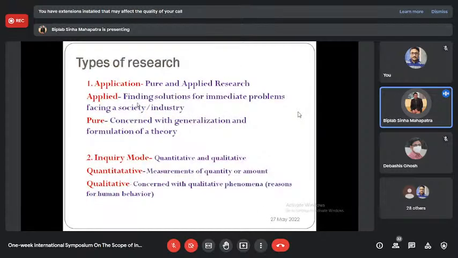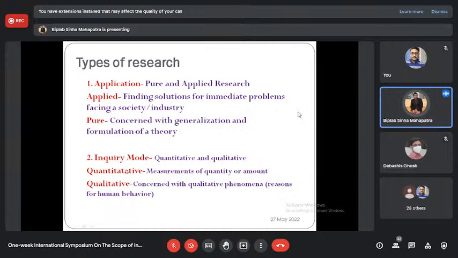And now I will discuss the types of research. There are two types of research you can do, application oriented: pure and applied research. Pure means it is concerned with the generalization and formulation of a theory. Pure research is based on a theory, and applied research is problem solution for a society or industry. If you are doing this type of problem solution, then it is application oriented.